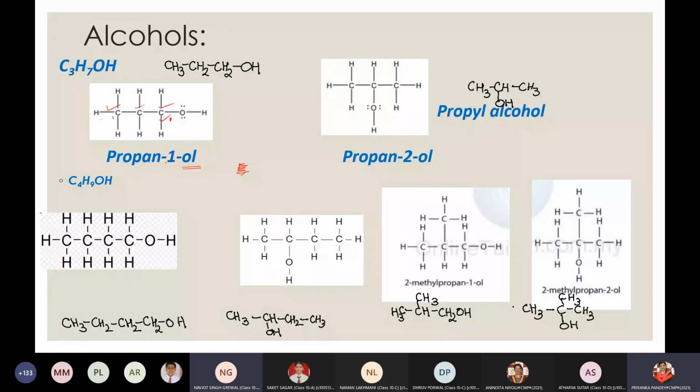Now there is another position. As you can see, the middle carbon atom will always be number 2, whether we start numbering 1, 2, 3 from either side. So the least number is this only. So it will be propan-2-ol, because this is a number and before and after are alphabets. So we have to write like this.